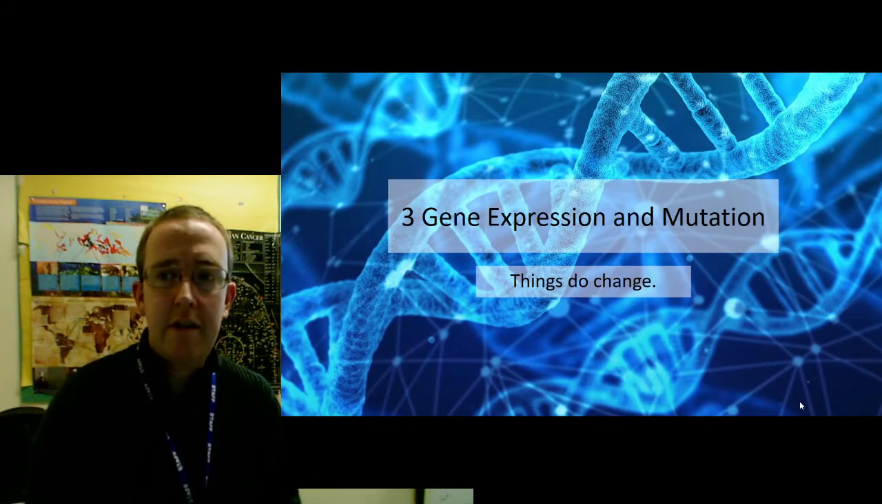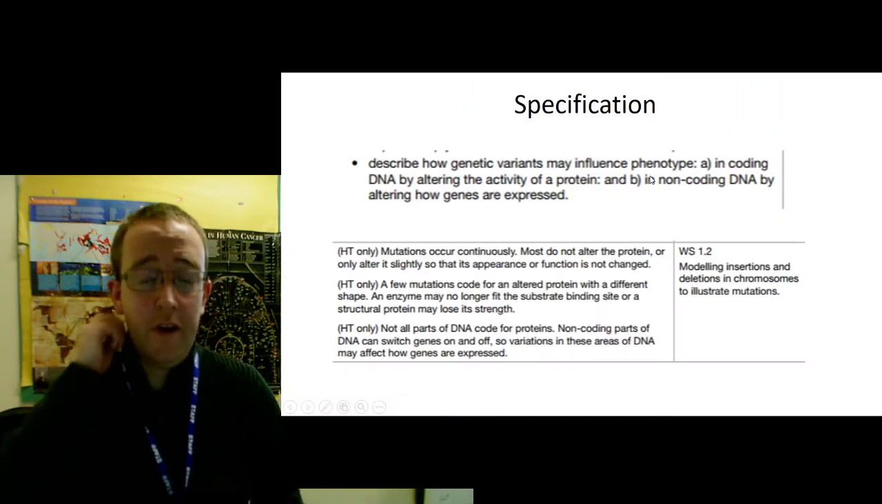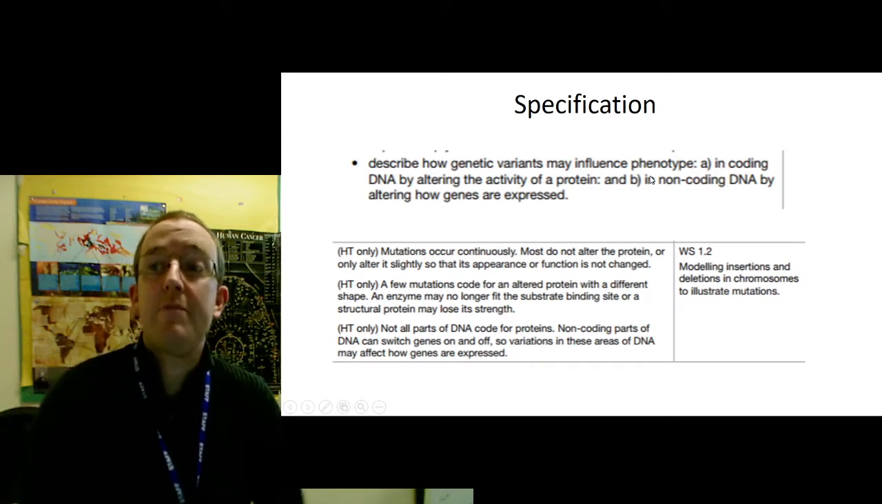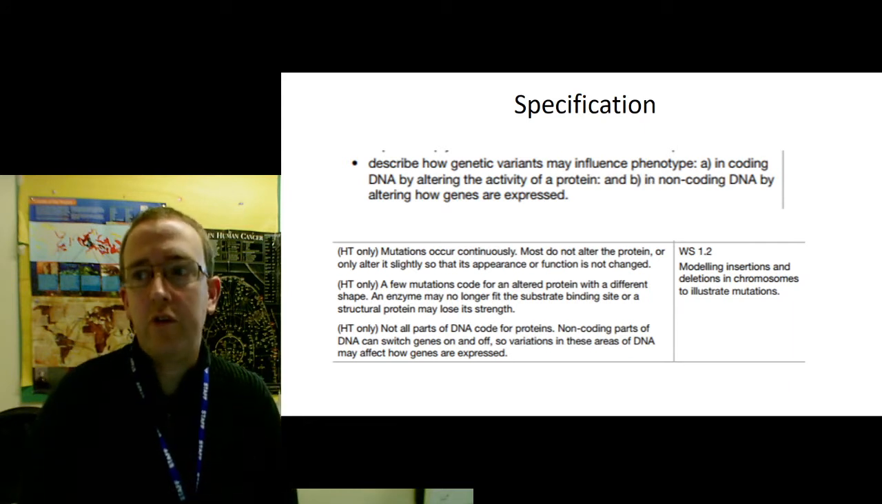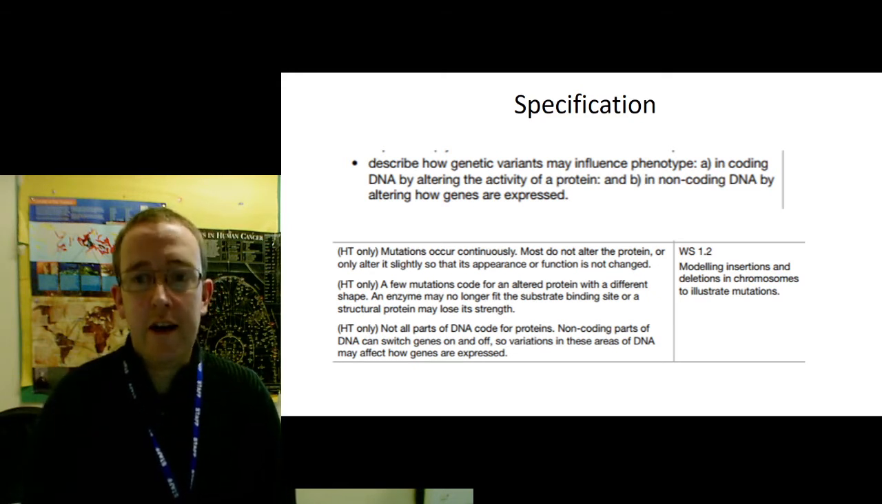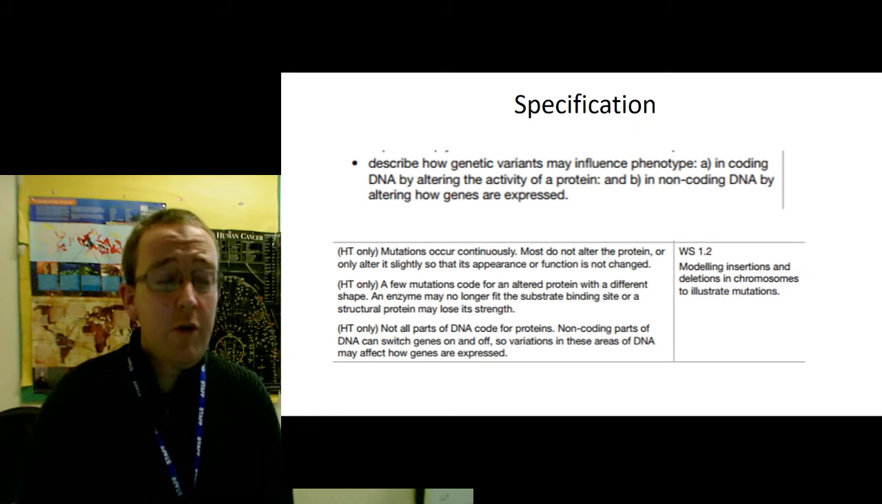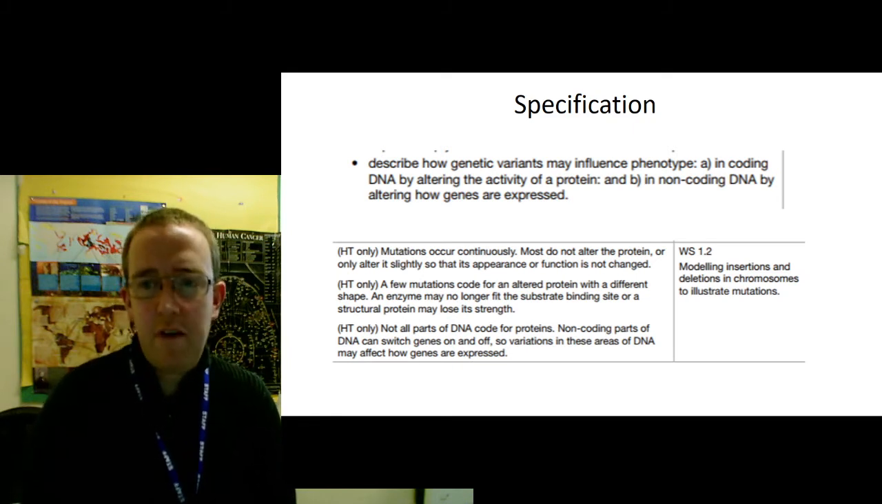So here's the bit of syllabus we're after. Describing how genetic variants may influence the phenotype, i.e. what you look like on the outside, in coding DNA by altering the activity of a protein, or in non-coding DNA by altering how genes are expressed. Now, as you can see, there's a lot of higher tier down there, which is where I would hope you're all aiming, to maximise your grade, which is why you're probably watching this video.